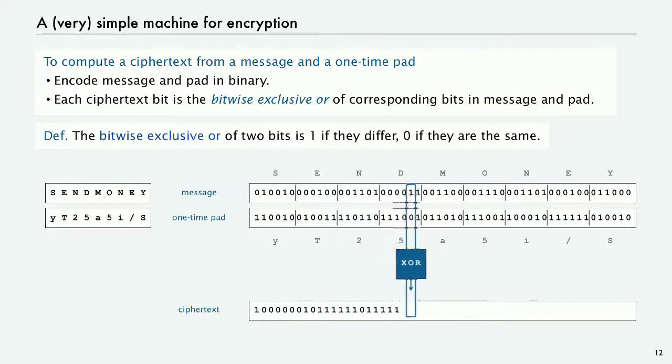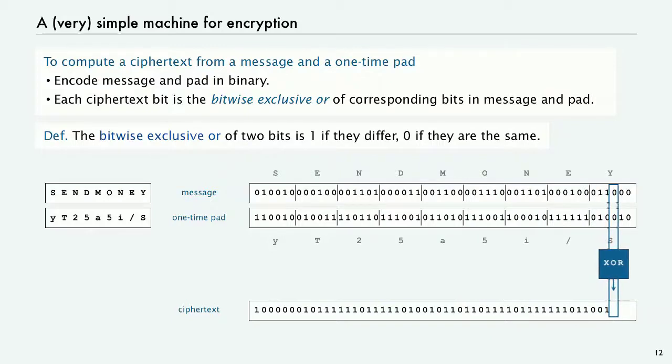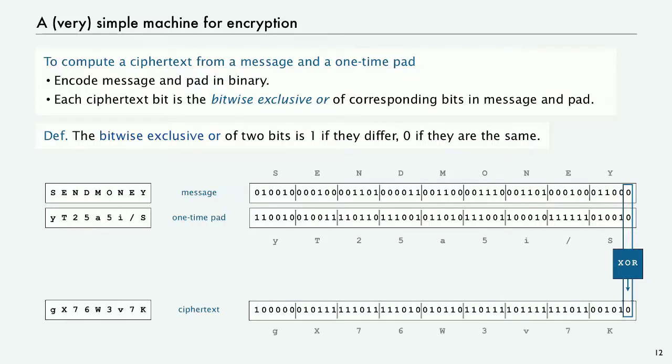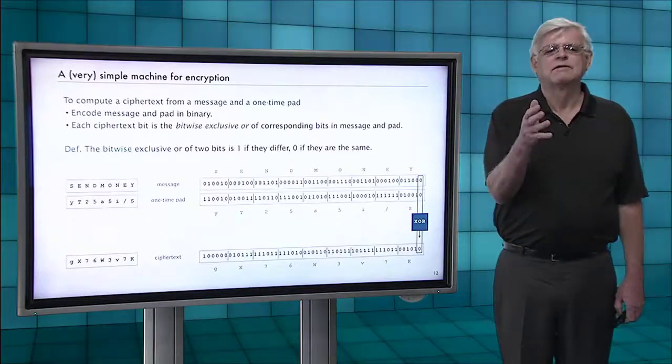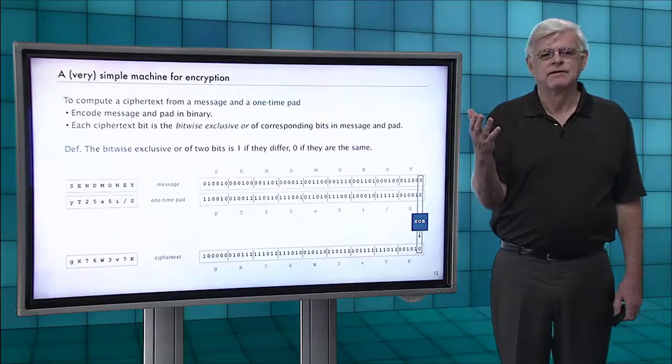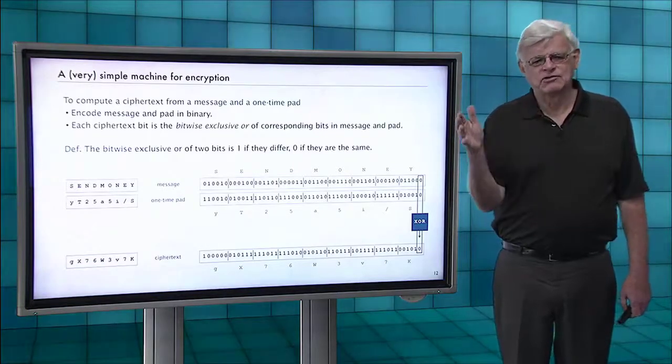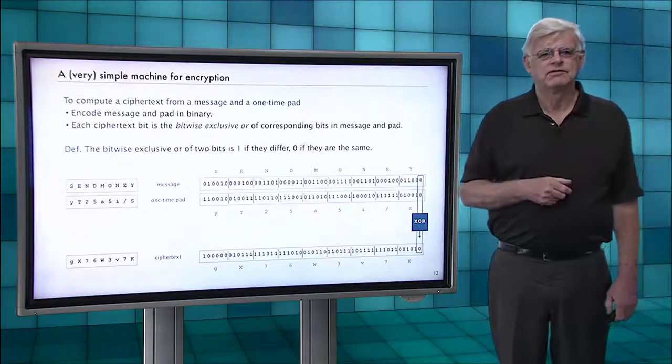So after a while, we can speed it up a little bit. And you can see how with this very, very simple machine, we can compute a ciphertext from a message and a one-time pad. And then we can decode that ciphertext, as just mentioned, and get a sequence of characters that correspond to the ciphertext. So that's the machine that we're going to use for encryption. Message and one-time pad, bitwise exclusive OR to compute the ciphertext.